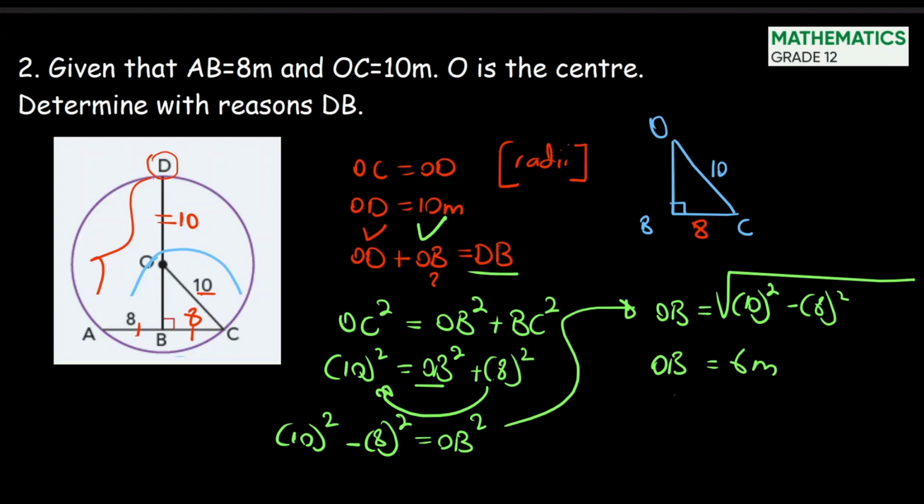It means now we can find what DB is. Therefore, DB will be equal to OD, which is 10, plus 6. Therefore, DB will be equal to 16 meters. And in that way, we would have answered our question using all the necessary theorems.